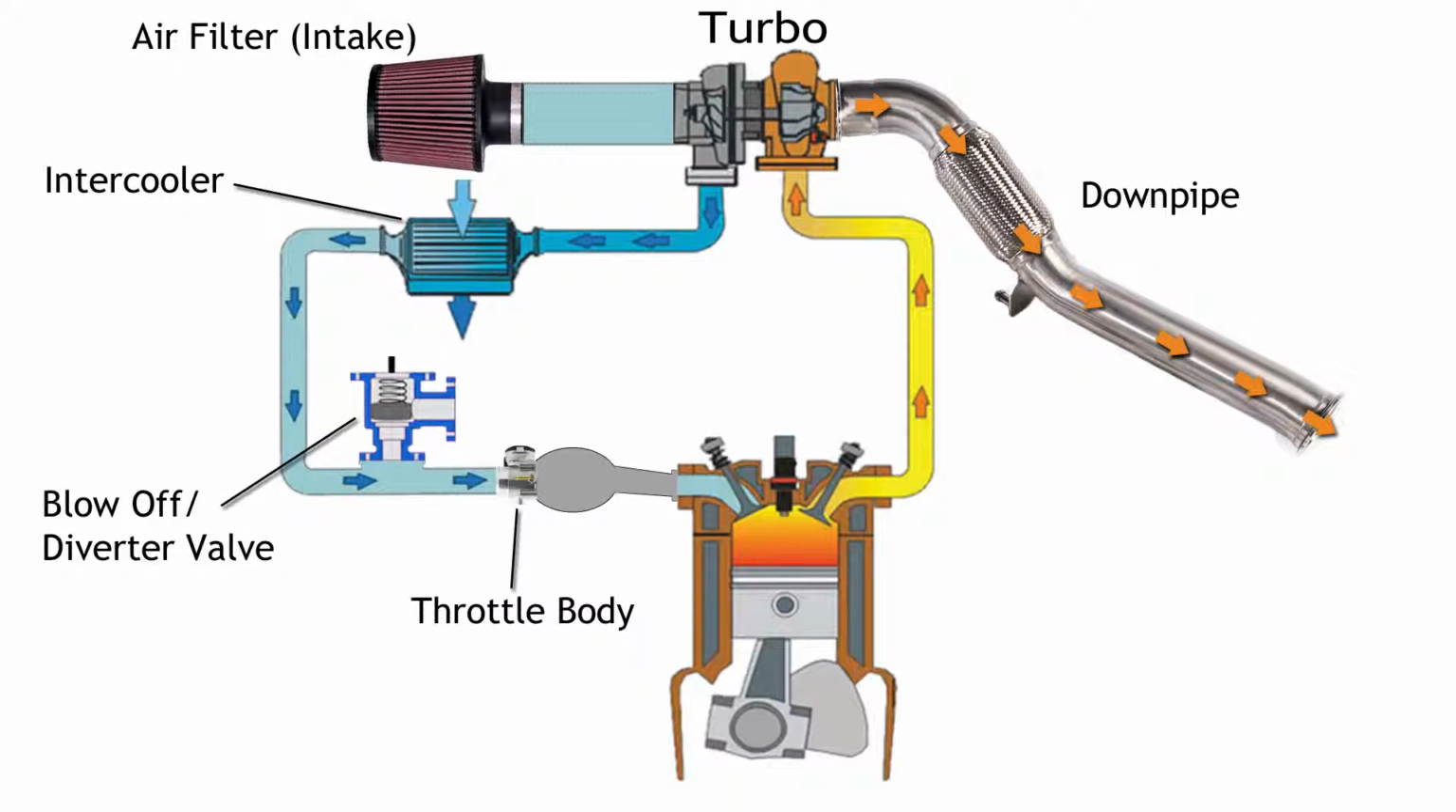So if we take a look here at this picture, this gives you a brief overview of the major components in the system of a turbo car. Intake manifold, or the intake, the turbo, the intercooler, then your throttle body, blow-off valve or diverter valve, and then your intake manifold, exhaust, and downpipe.